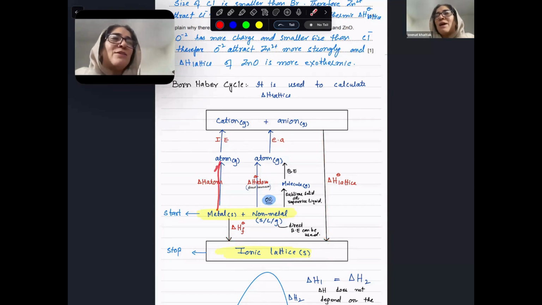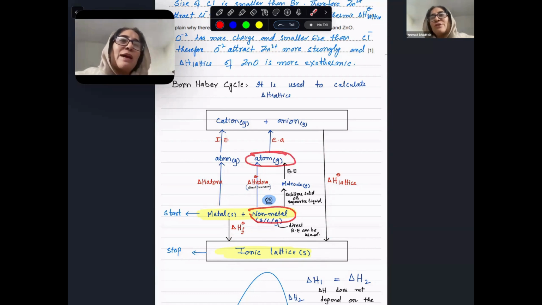The metal atomizes, then it loses electron. The non-metal can turn into the same atom, either by direct atomization or, if it is solid, then you have to sublime this into molecule. If it is liquid, then you have to vaporize.